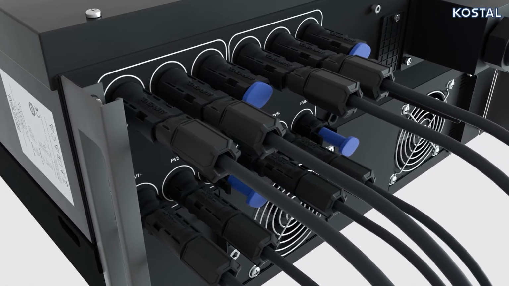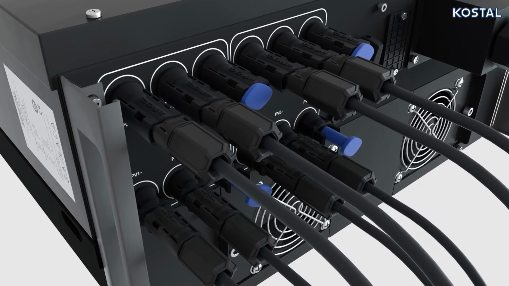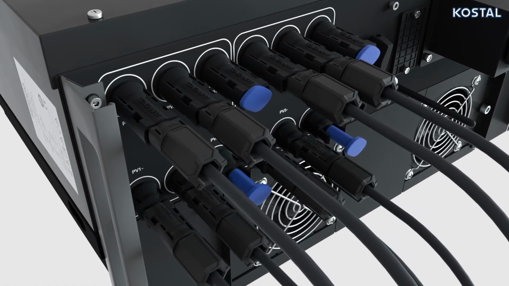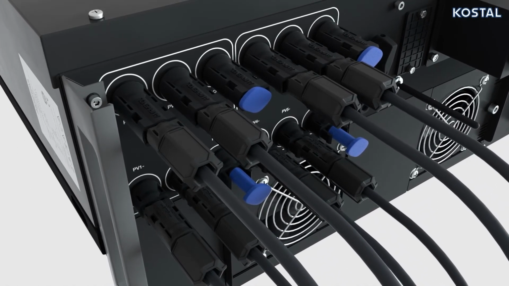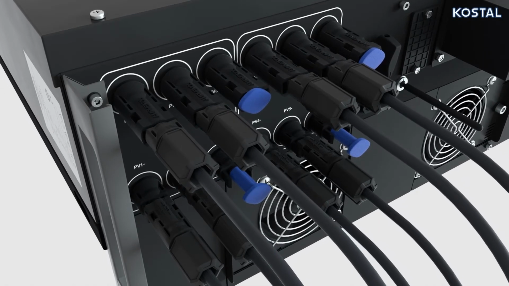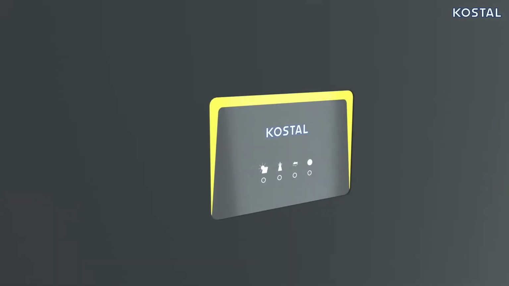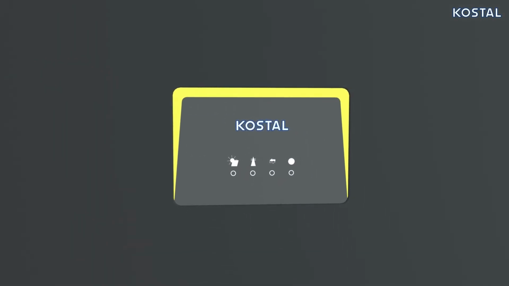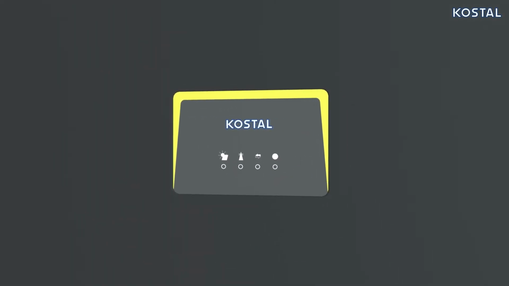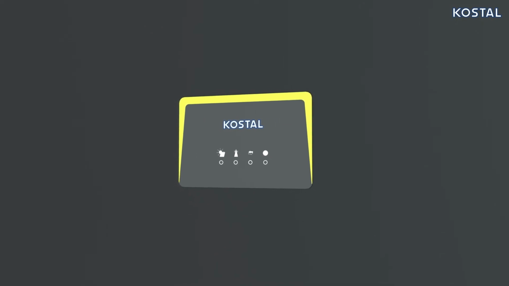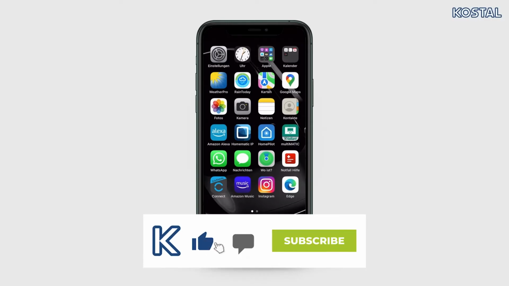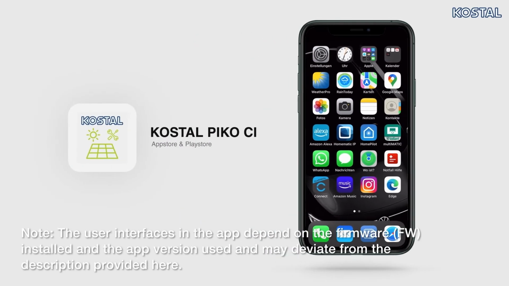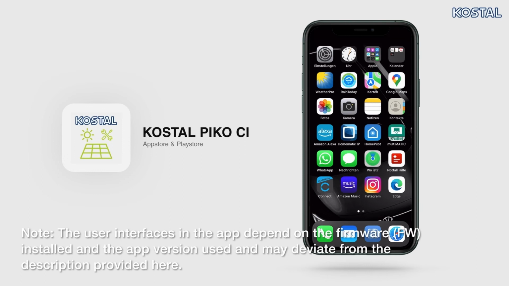Activate the AC fuse and move the DC switch on the PIKO CI 30 to the on position. The status LEDs on the front of the inverter flash green. Please refer to the operating manual for the LED operational statuses. To use your smartphone or tablet to assist with commissioning, please download the KOSTAL CI app from the App Store or Google Play Store.